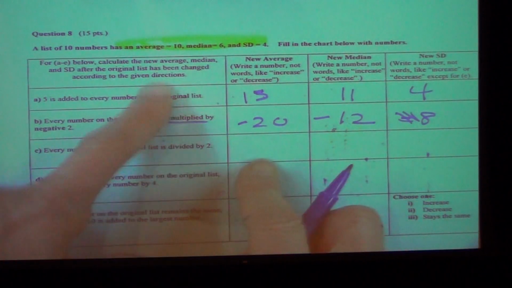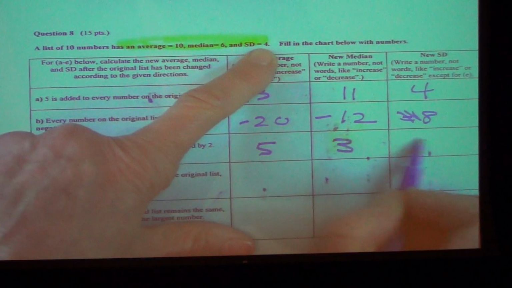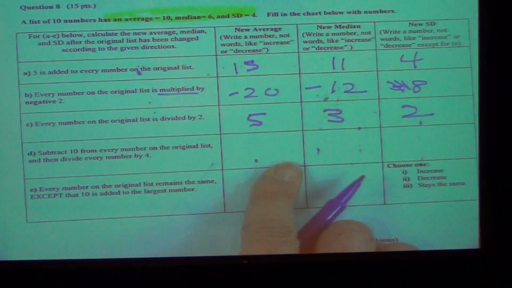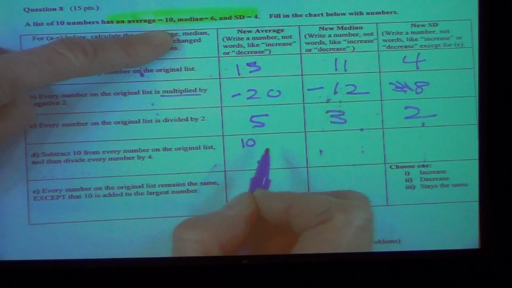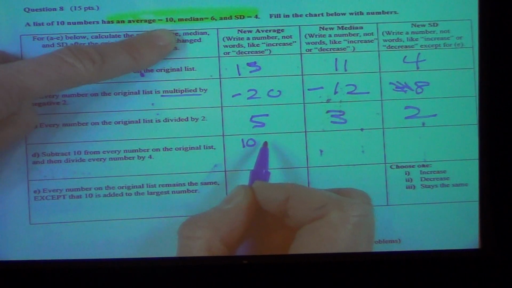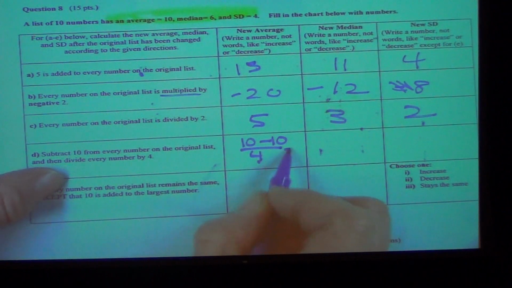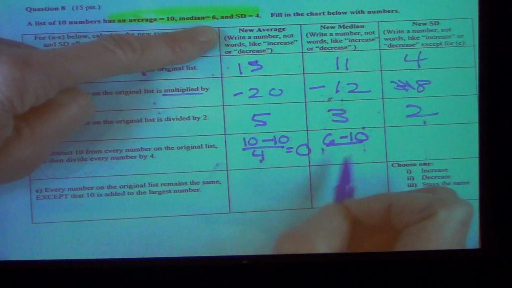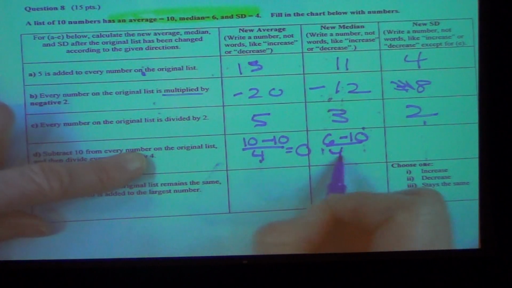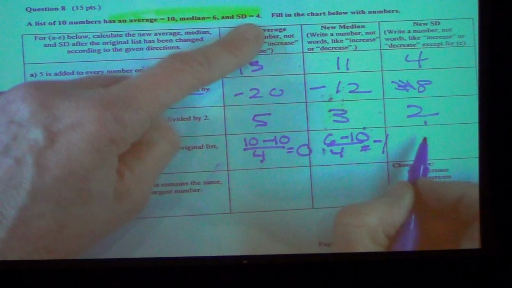Now, divide it by 2. We'll go through the same thing. Division is just like multiplication. Now, this one's a little tricky, because you subtract 10, and that's going to affect the average. The average is 10, so subtracting 10 changes it to 0. And then we're dividing by 4, so we get 0. Same here with the median. Subtract 10, that's going to affect the median, and then you're dividing it by 4. So what do you get? -1.